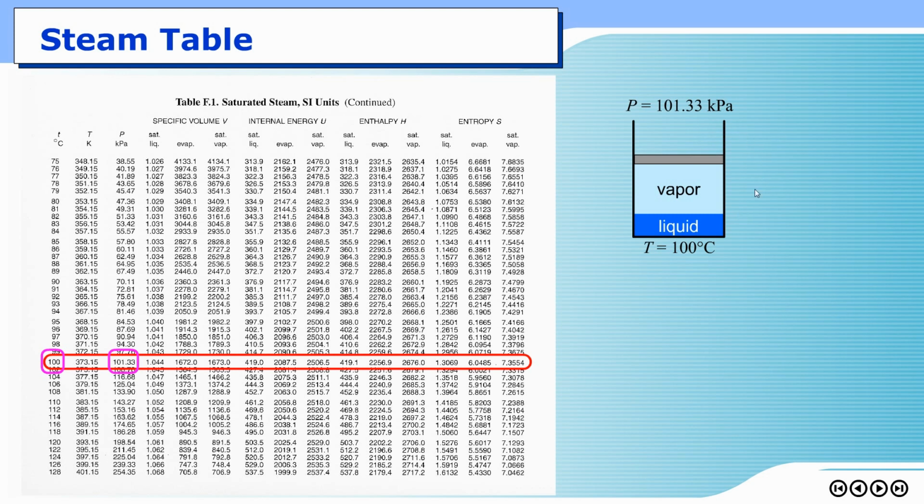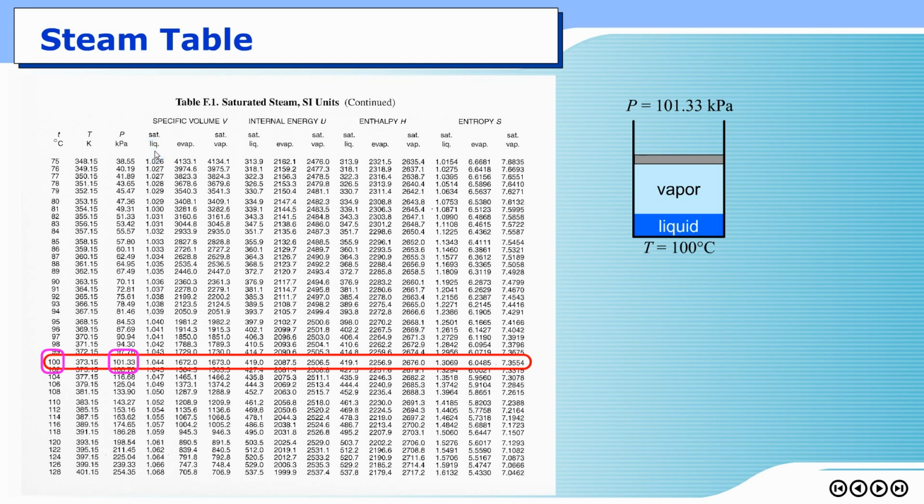Okay, and from this picture, because the piston is under equilibrium, the pressure outside and pressure inside must be equal. For the saturated steam table, if you look at the data, they are listed as shown in column, and there are 4 groups of data: specific volume, internal energy, enthalpy, and entropy. For each group there are 3 columns.